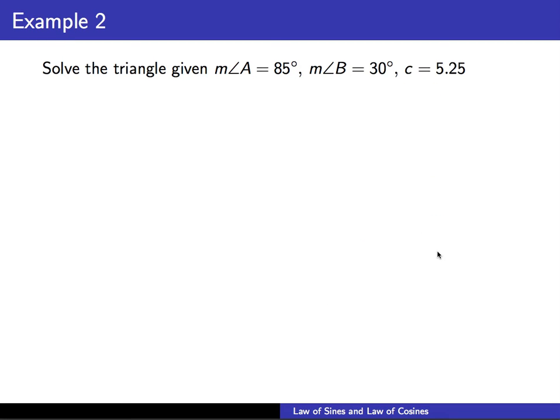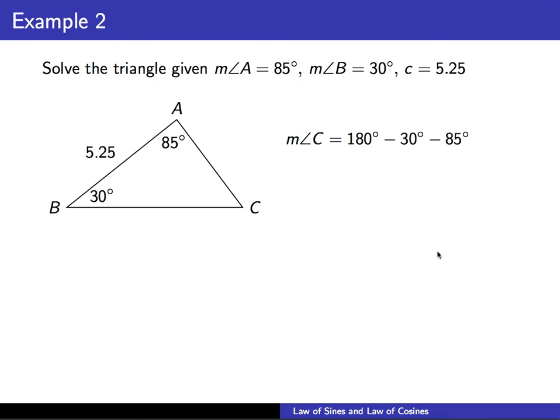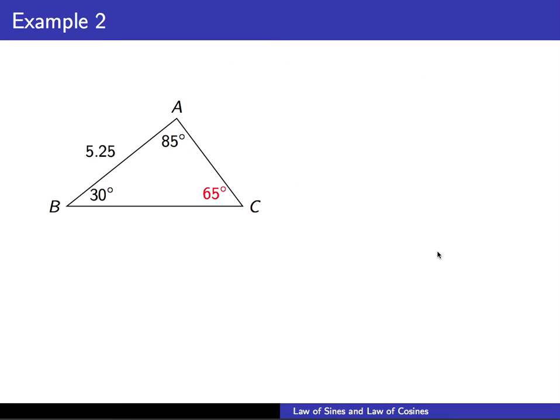All right, example 2, solve the triangle given the measure of angle A is 85 degrees, B is 30, C is about 5.25, so we can just sketch this out. This one's an angle side angle, which we're going to use law of sines on, because if you know two angles and a side, it doesn't matter which side it is, you're going to be using law of sines. So once again, we can use triangle angle sum to get the measure of angle C, which is 65 degrees.